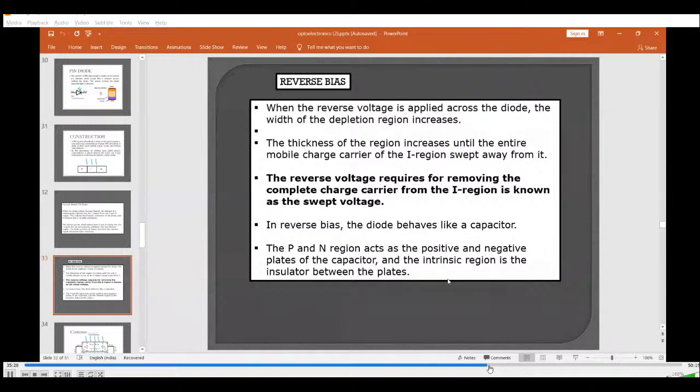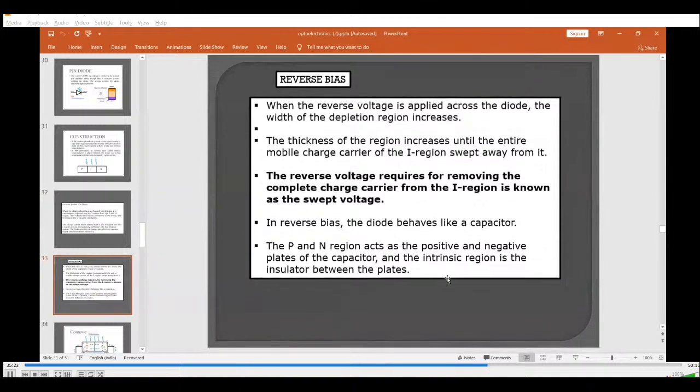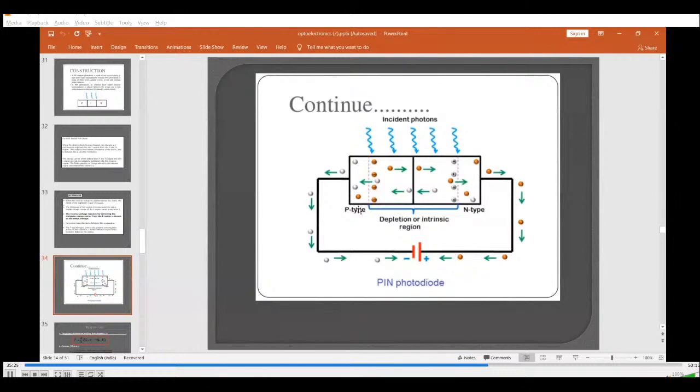Now coming to the reverse bias. In reverse bias, holes and electrons are moving in the opposite direction. See here, they are moving in the opposite direction. You can go through the diagram. So what is happening is that the I region, that is the intrinsic region, will become free from these charge carriers because they are moving in the opposite direction. So this depletion region is a swept free region. It is also called a swept free region in the sense that there are no charge carriers.